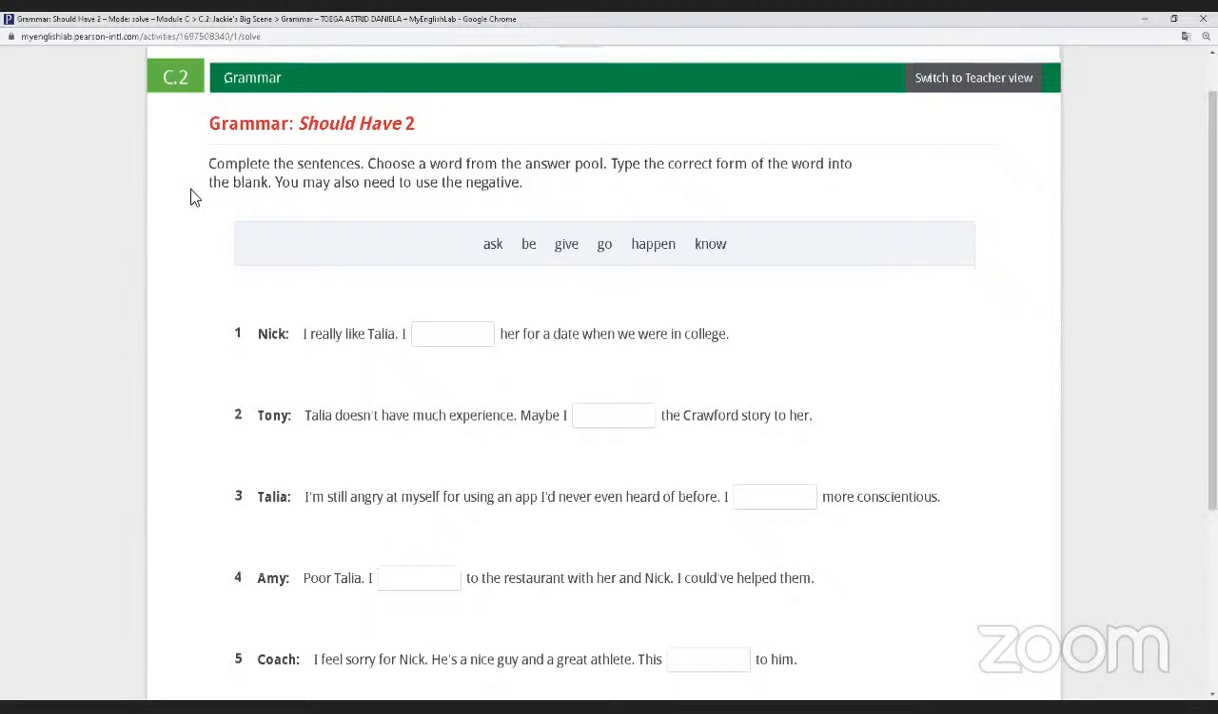Can you please read the instruction? Complete the sentences. Choose a word from the answer pool. Type the correct form of the word into the blank. You may also need to use the negative.